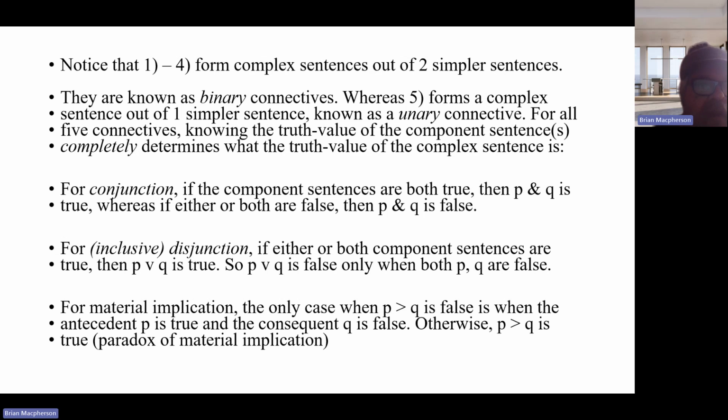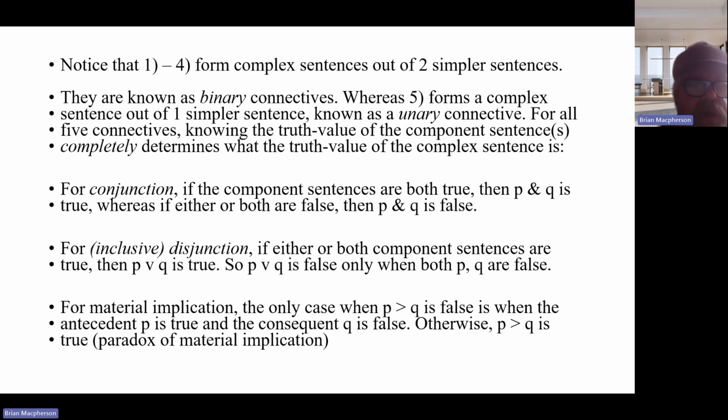So again, as I say, notice that 1 to 4 form complex sentences out of two simpler sentences. As I stated a few minutes ago, those are known as binary connectives. So and, or, if-then, and if and only if are so-called binary connectives, whereas 5 forms a complex sentence out of one simpler sentence, known as a unary connective. It just takes one sentence and gives us a more complex sentence. For all 5 connectives, knowing the truth value of the component sentences completely determines the truth value of the complex sentences. That's why we call them truth functional connectives.